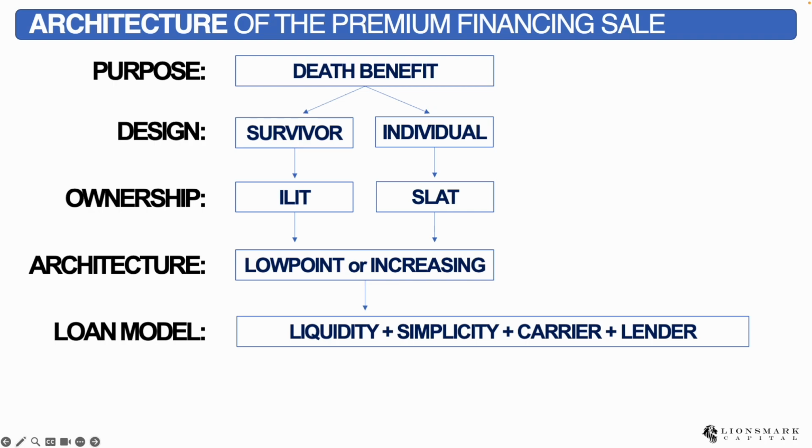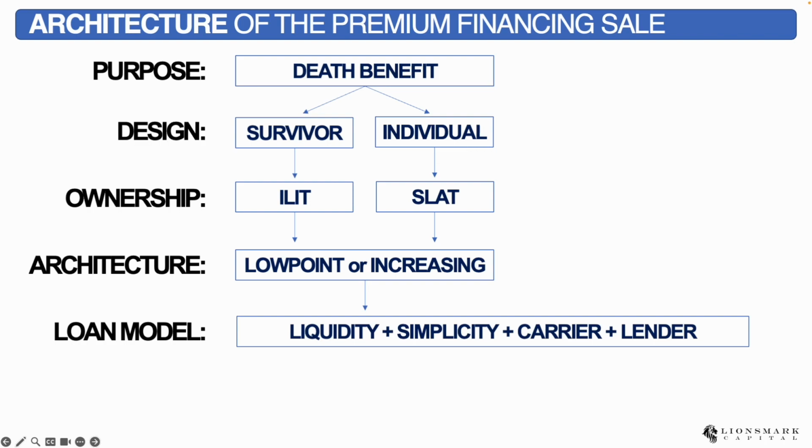Once we figure out that loan model, there are certain carriers that like certain loan models and certain carriers that do not like certain loan models. So certain carriers do not like loan models that have any sort of accrued interest component to the loan model.